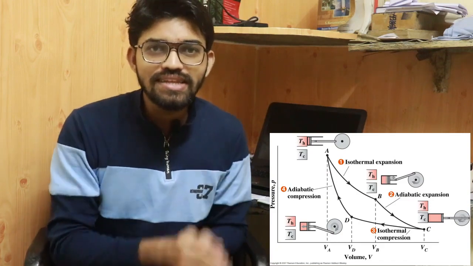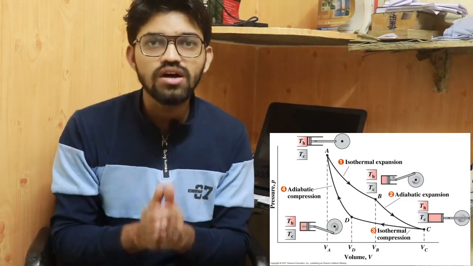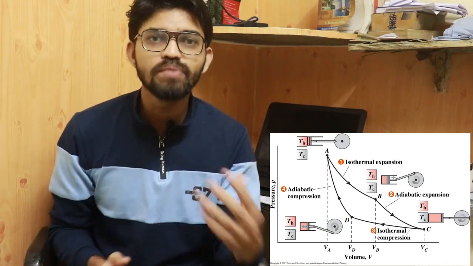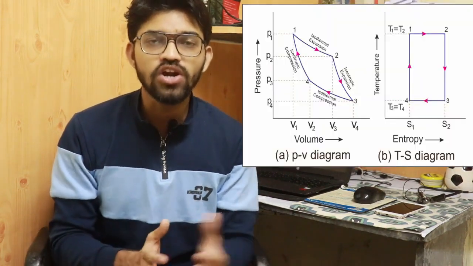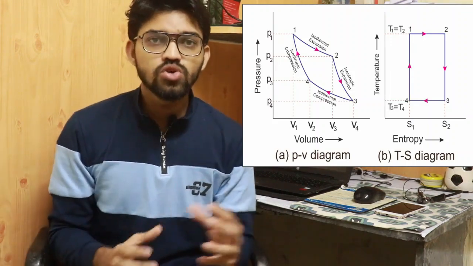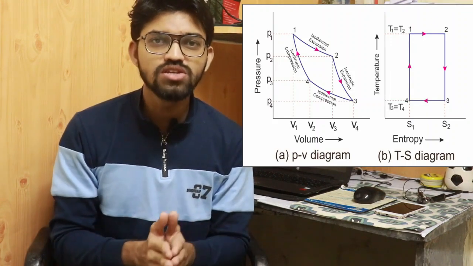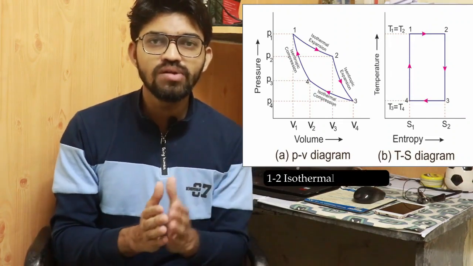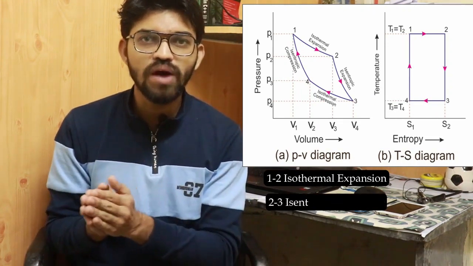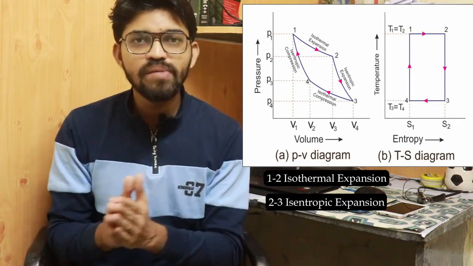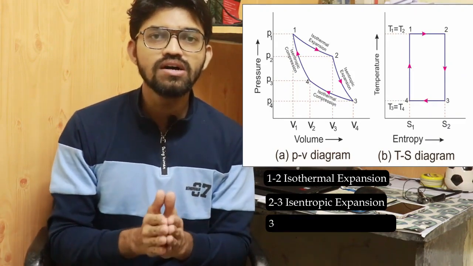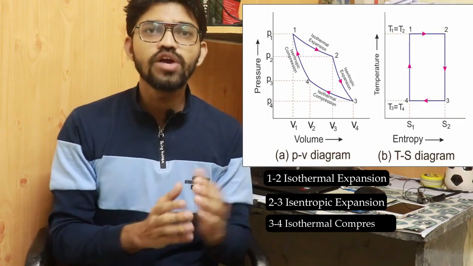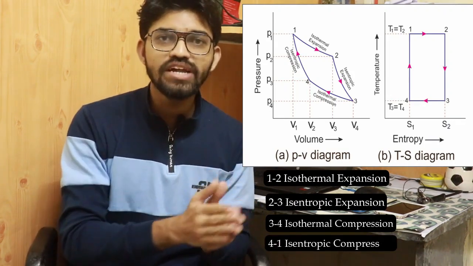So this is the ideal engine, and we cannot construct an engine which works on this Carnot cycle. Over here you can see the pressure-volume and TS diagrams of the Carnot cycle. So what is the Carnot cycle? This Carnot cycle has four thermodynamic processes. The first is the isothermal expansion, followed by the isentropic expansion, which we can call the reversible adiabatic expansion. The third process is the isothermal compression, followed by the isentropic or reversible adiabatic compression.